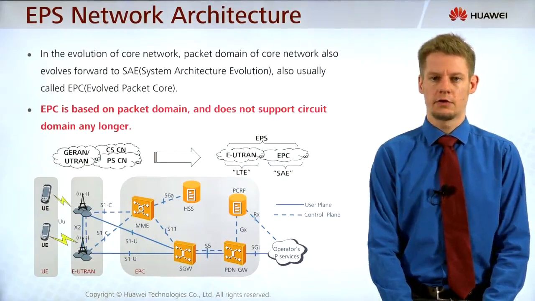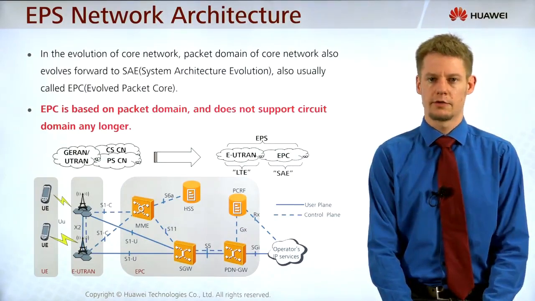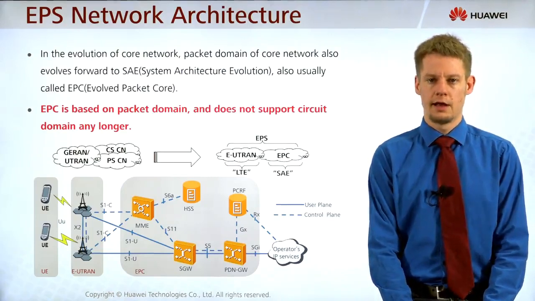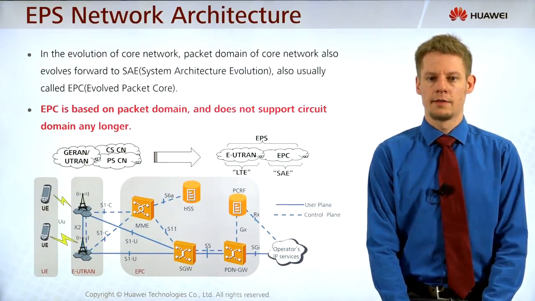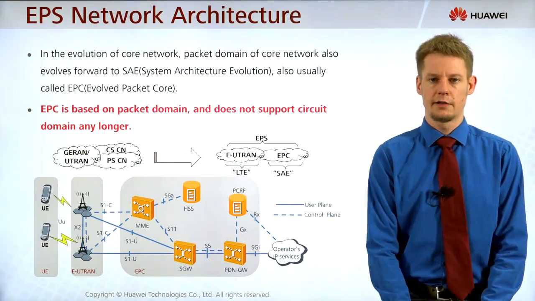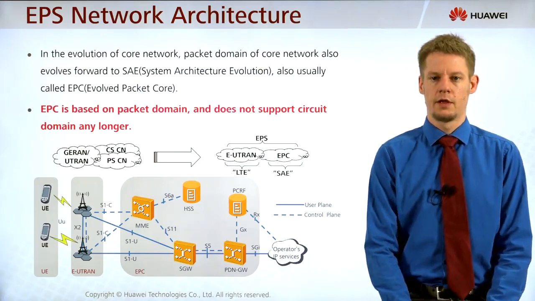So LTE, long-term evolution, depicts the radio network, which is also called E-UTRAN, evolved UTRAN. UTRAN was the radio network of the third generation. SAE means system architecture evolution and is used to describe the packet core, which is also called EPC, Evolved Packet Core. The whole system in total is called EPS, Evolved Packet System. So when we talk about LTE, usually we only talk about the radio side.